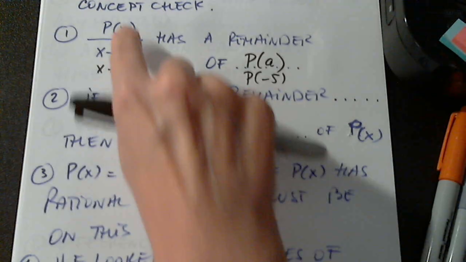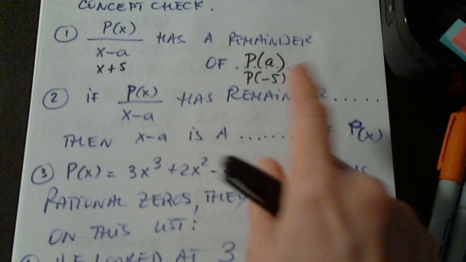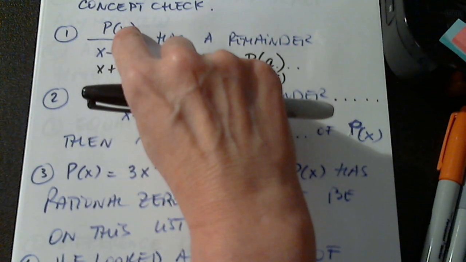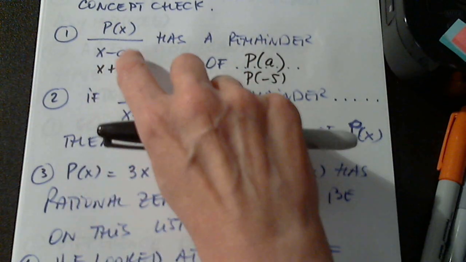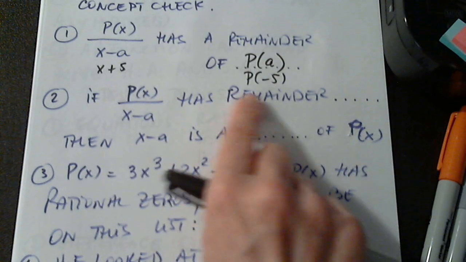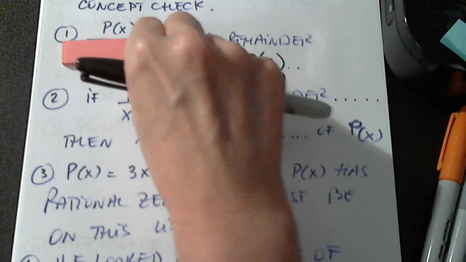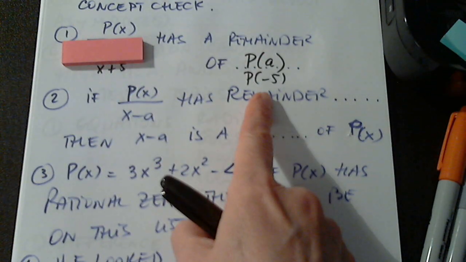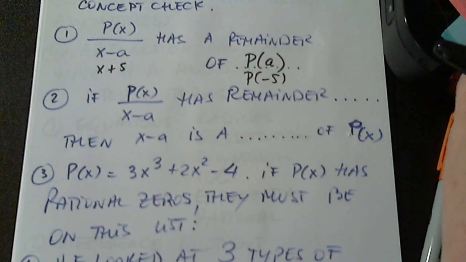Good. So this division has a remainder, which could be 0. But in order to calculate it, all I have to do is plug this in here. So it's p of a. But careful, when we compare these two, it means that a is negative 5. So p of x divided by x plus 5, I have to use p of negative 5 to find the remainder, which could be 0. But in order to find the remainder, that's what I need to do.